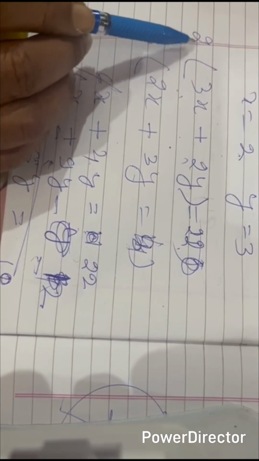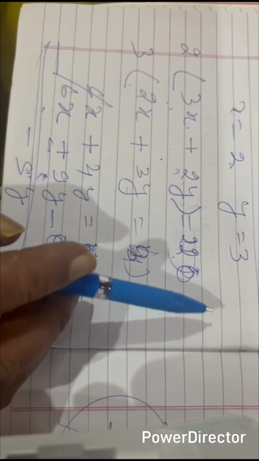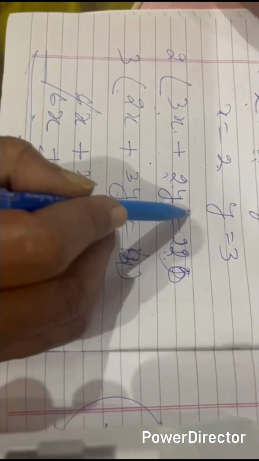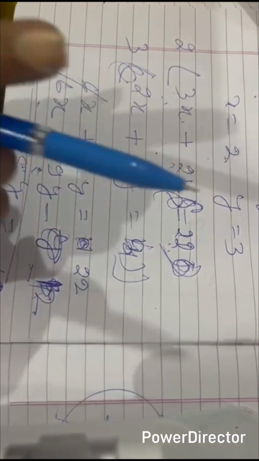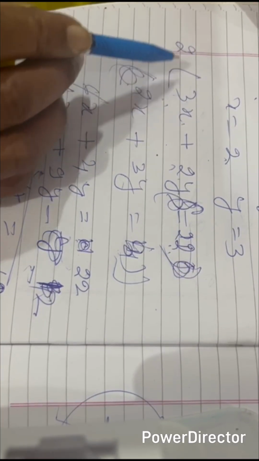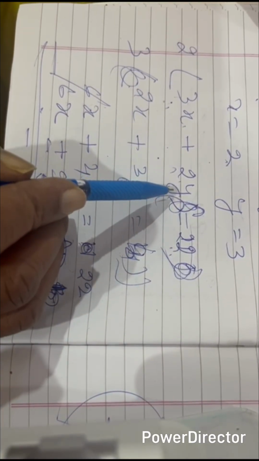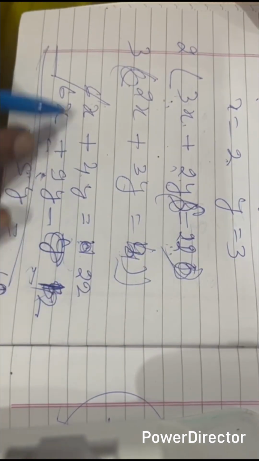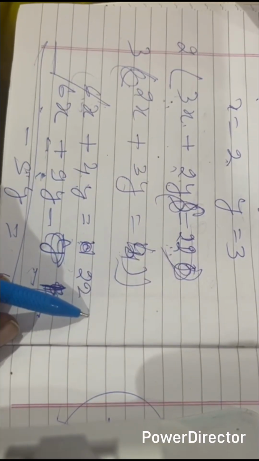Then 2 times 3 is 6x plus 4y equals 22, because 11 is also multiplied by 2. The bracket applies to every term. 2 is multiplied by 3x, 2 is multiplied by y, and 2 is multiplied by 11, we get 22. So 6x plus 4y is equal to 22.